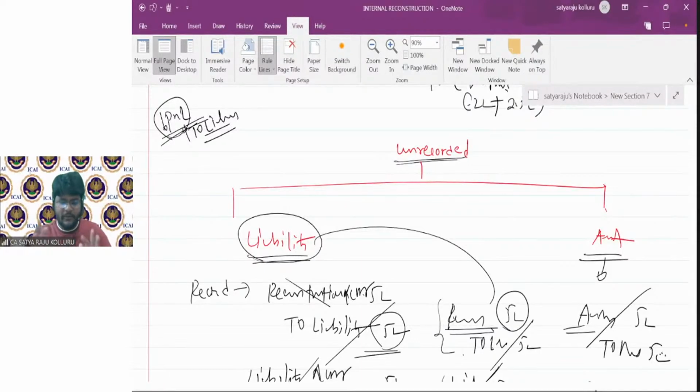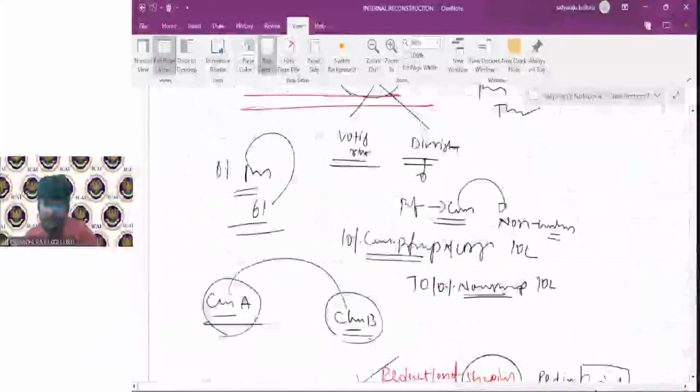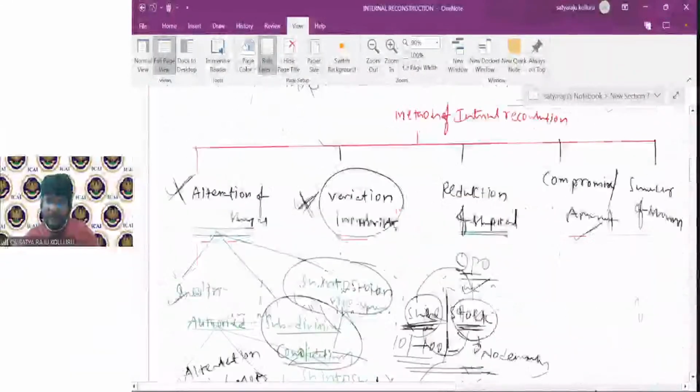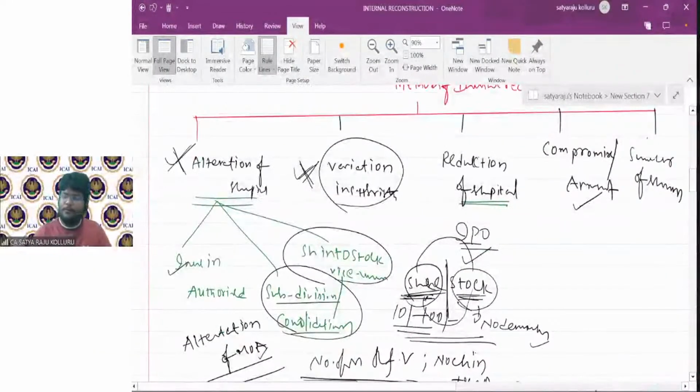Hope I covered everything. But still I am in methods of internal reconstruction only. If you check, so many things we discussed, things related to compromise and arrangement. So right now, the unrecorded liability and unrecorded asset also come under that part only. Except the surrender of shares concept, everything is explained. Surrender of shares I don't want to take in today's session. We'll take it in the last session, that is tomorrow's session. We will do the problem on surrender of shares as well in that session itself.